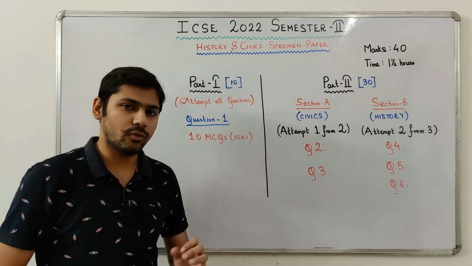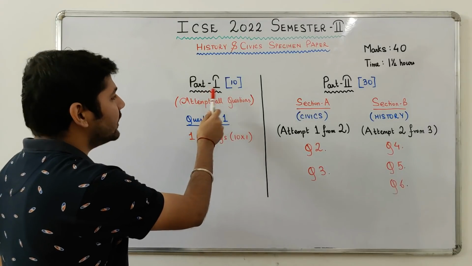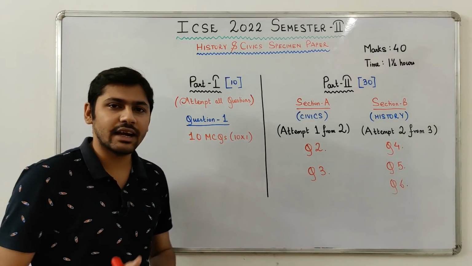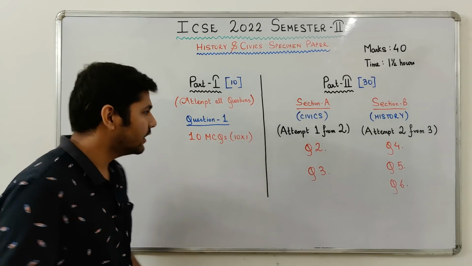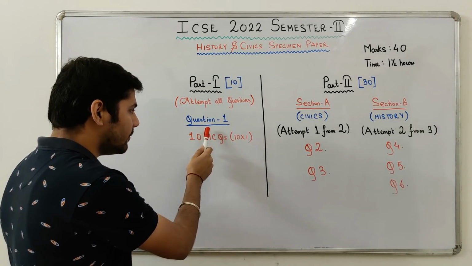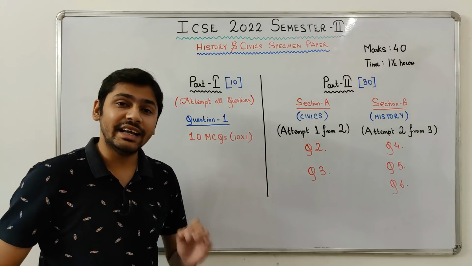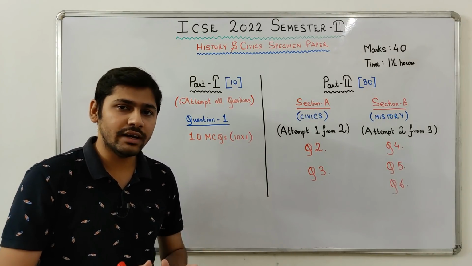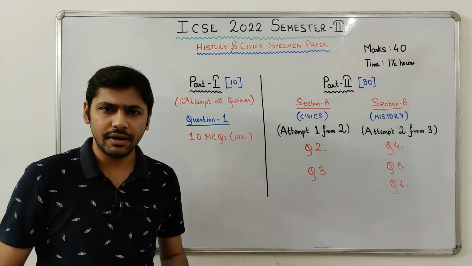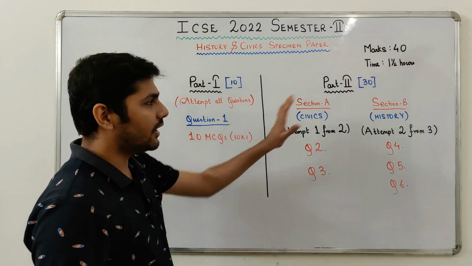Let's begin with part 1. Part 1, 10 marks, is a compulsory part, and over here you will have to attempt all the questions. In part 1 you will get question 1. In question 1 you will have 10 MCQs of 1 mark each, giving you 10 into 1, 10 marks. Simple.